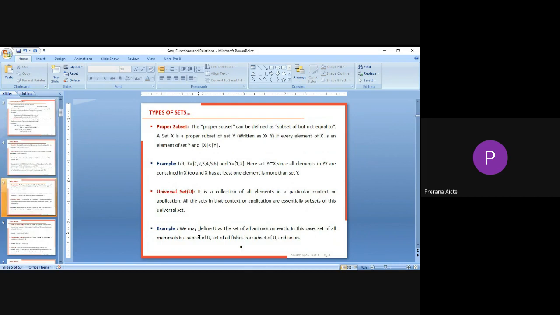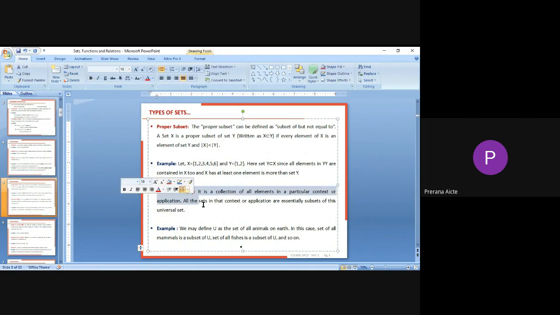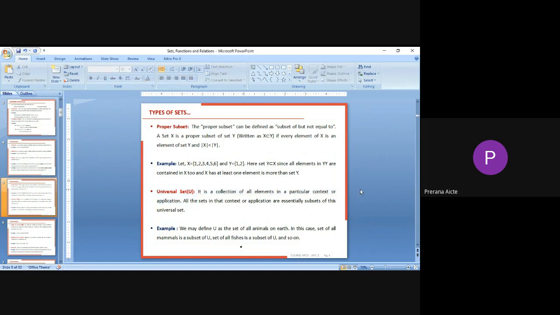Next one is the universal set. The set which contains all the elements is called a universal set. We represent it with the symbol U. For example, the set of animals on the earth is a universal set. The set of mammals is a subset of U, the set of all fishes is a subset of U, and so on. The set of animals will be the universal set, the set of mammals will be a subset of the universal set, and similarly the set of fishes also belongs to that particular animal set. I can consider this example.